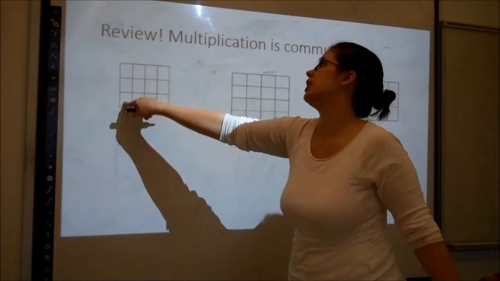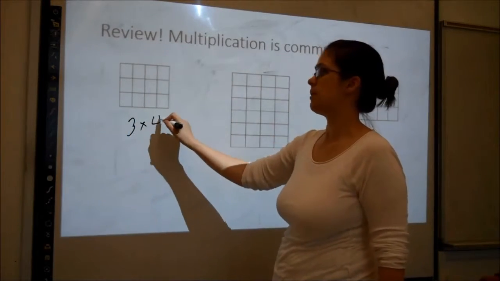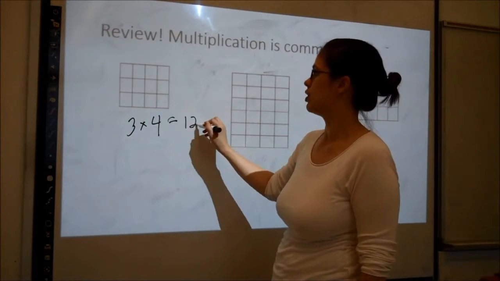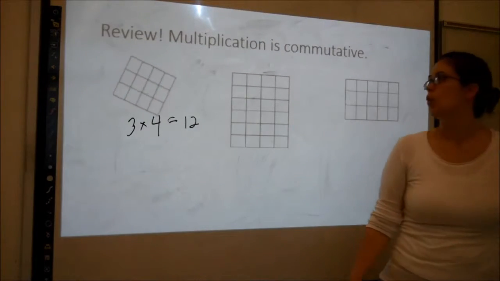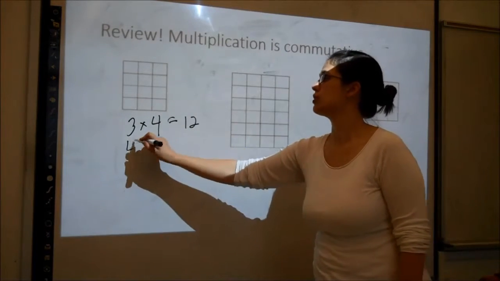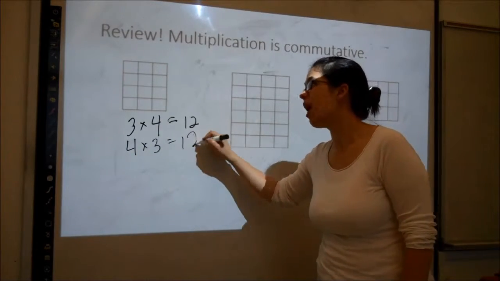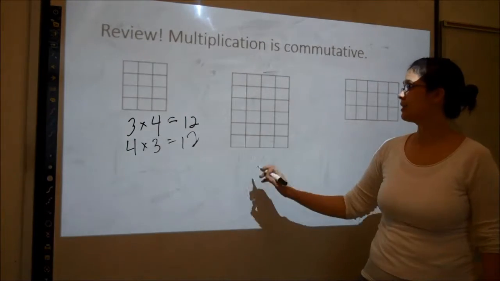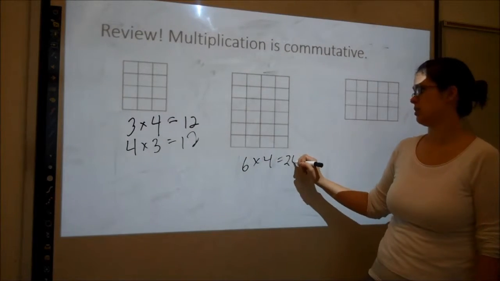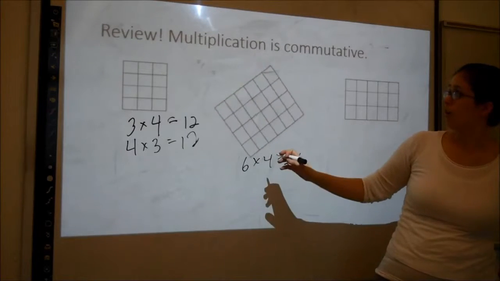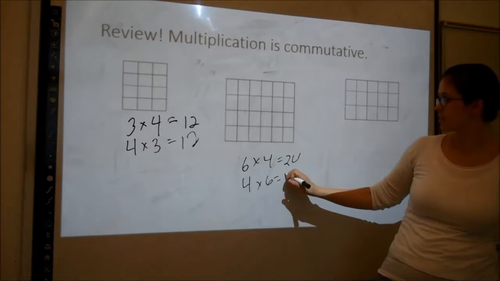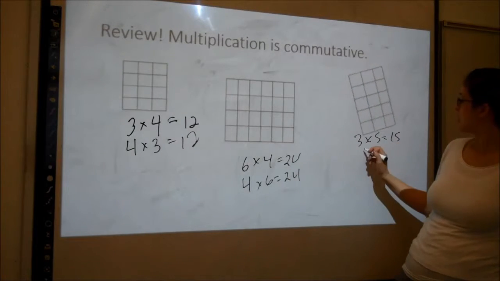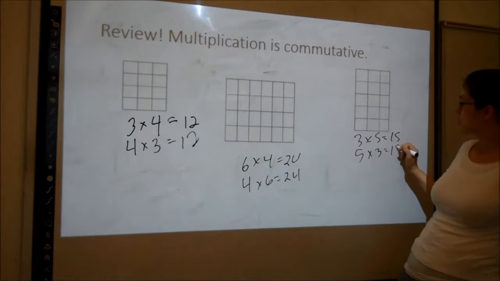So here, 3 rows of 4 is 3 times 4 makes 1, 2, 3, 4, 5, 6, 7, 8, 9, 10, 11, 12. And if we turn it, we get 4 rows of 3, and it's still 12. We learned that with this one too, right? Like 6 times 4, you can turn any one. It's going to be the same as 4 times 6, 3 times 5. It's going to be the same as 5 times 3. So that's just review.